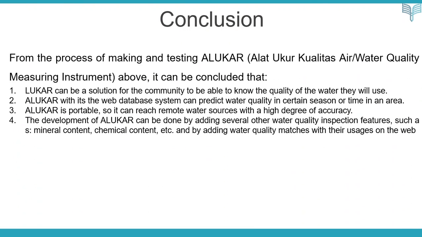And conclusion. From the process of making and testing ALUKAR, it can be concluded that 1. ALUKAR can be a solution for the community to be able to know the quality of the water they will use. 2. ALUKAR, with its web database system, can predict water quality in certain seasons or times in an area. 3. ALUKAR is portable, so it can reach remote water sources with a high degree of accuracy. And 4. The development of ALUKAR can be done by adding several other water quality inspections, such as mineral content, chemical content, and so on, and by adding water quality matches with their usages on the web.